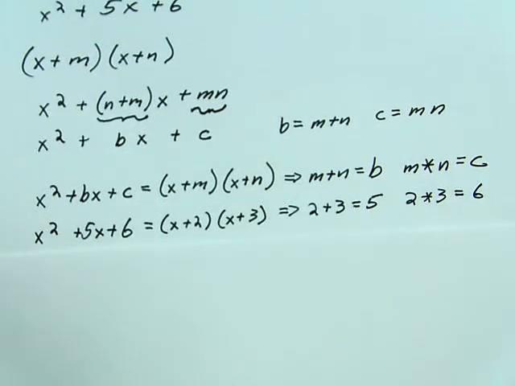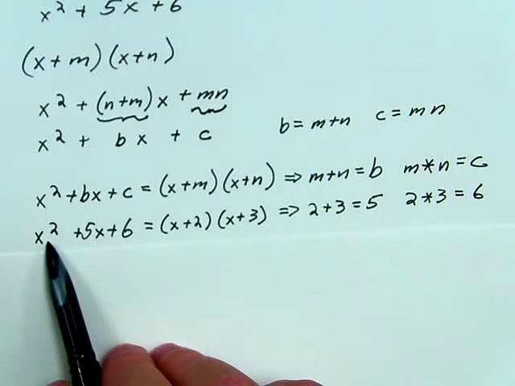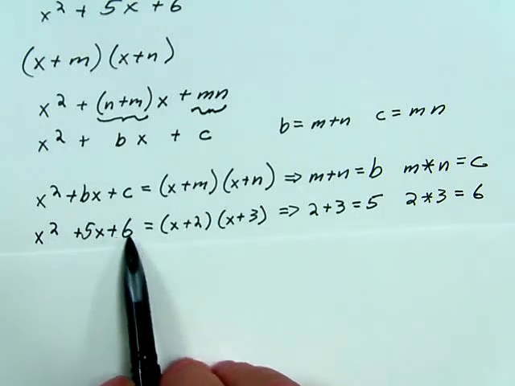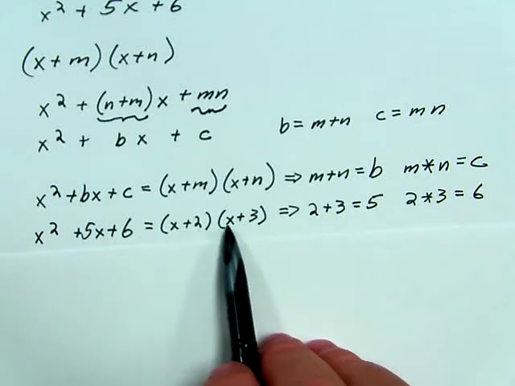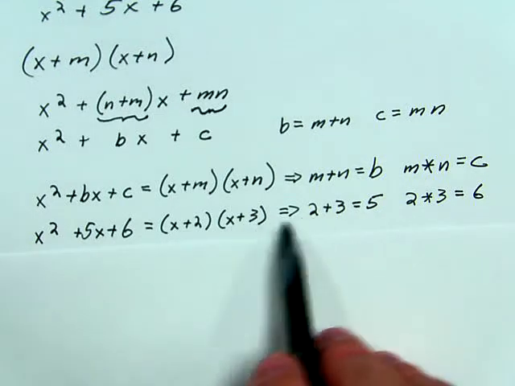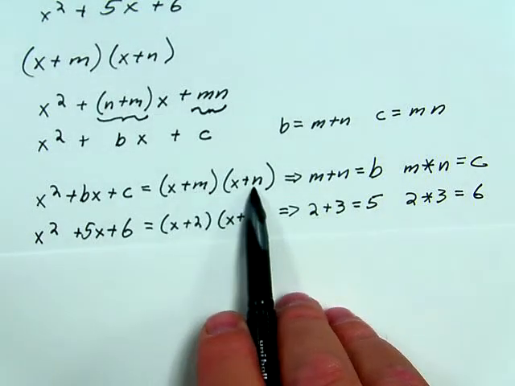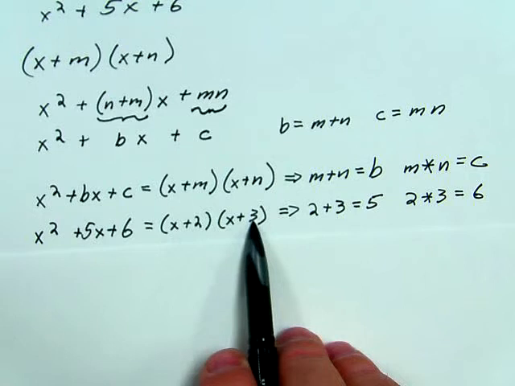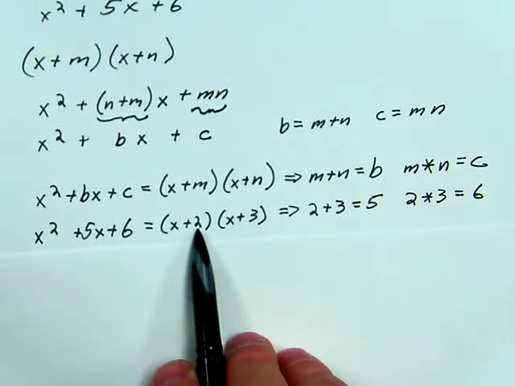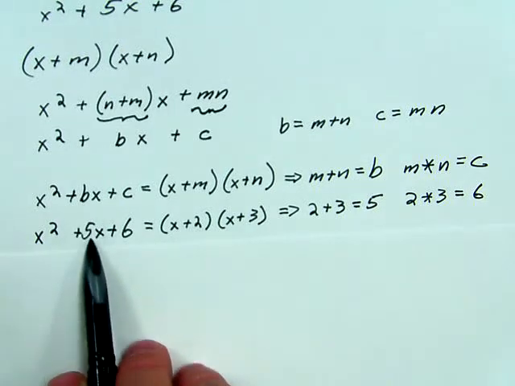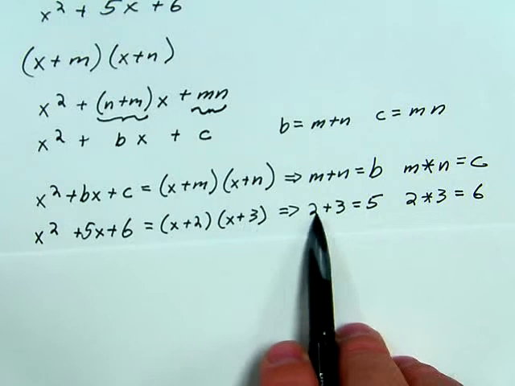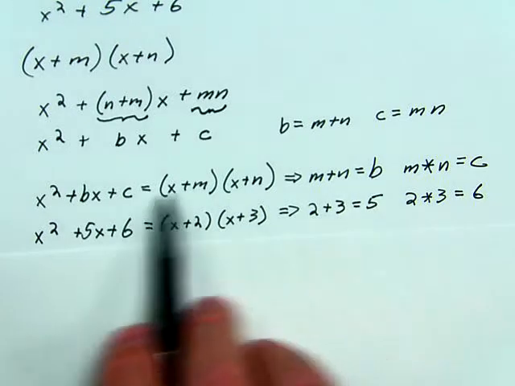Now let's look at an example. We use the example we used up above: x squared plus 5x plus 6 is equal to x plus 2 times x plus 3. Well, let's take a look. Our m and n values, 2 and 3, when added up, do they equal our b value, which is 5? Well, 2 plus 3 equals 5. b is 5. That is correct.